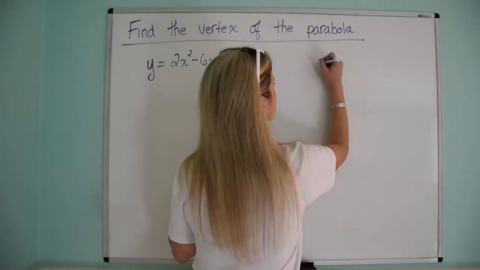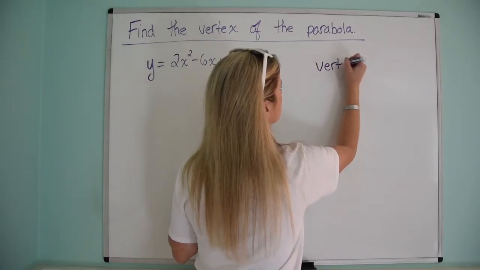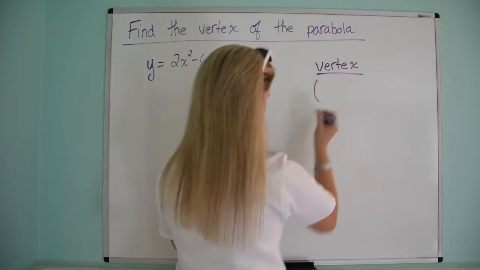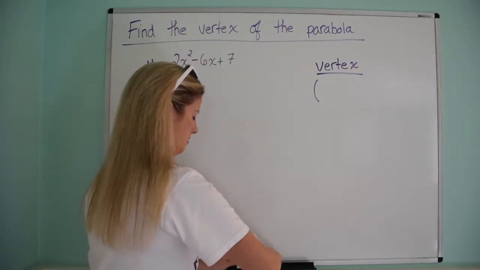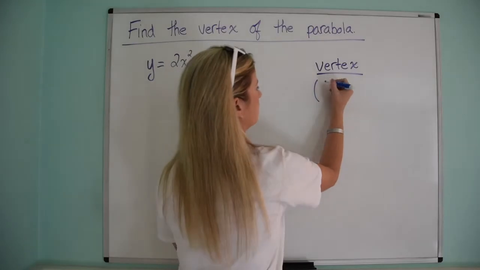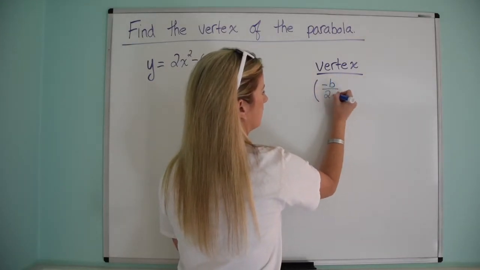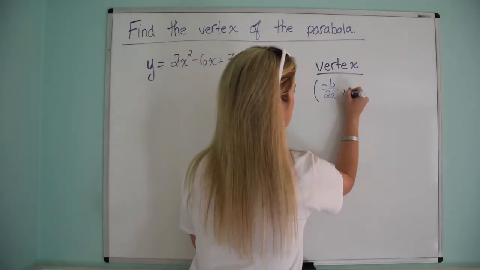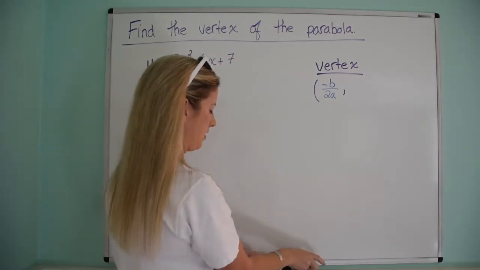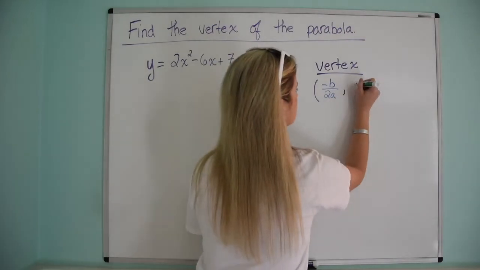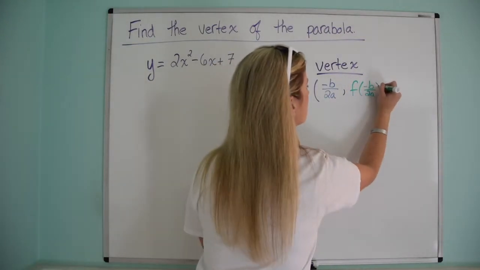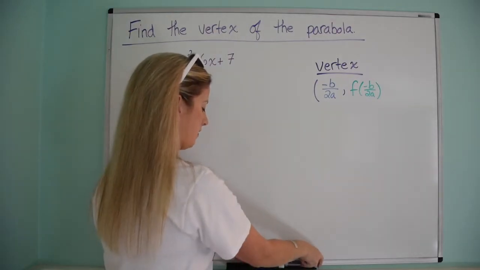And that is that the vertex is located at the opposite of b over 2a, comma, because that's the x-coordinate, f of the opposite of b over 2a. All right, there we go.